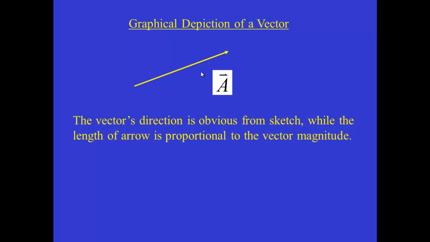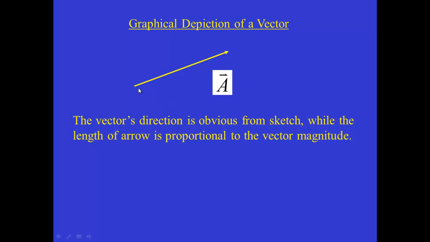So graphically, we write down a vector as an arrow. And we always write down a label for that vector with a half arrow on top of it. It's very important to do that because without that half arrow, then we're just talking about a symbol for the magnitude of a quantity. With the half arrow, we see that this A has not only length or magnitude, but it's got direction. The direction's obvious from the scale of the sketch, but the length of the arrow is proportional to the magnitude of the vector.